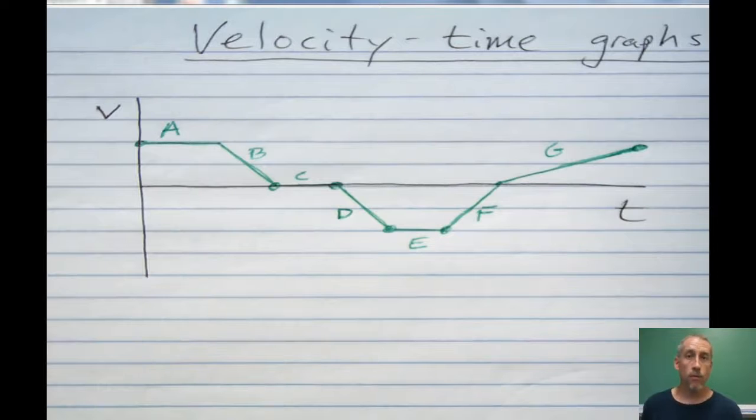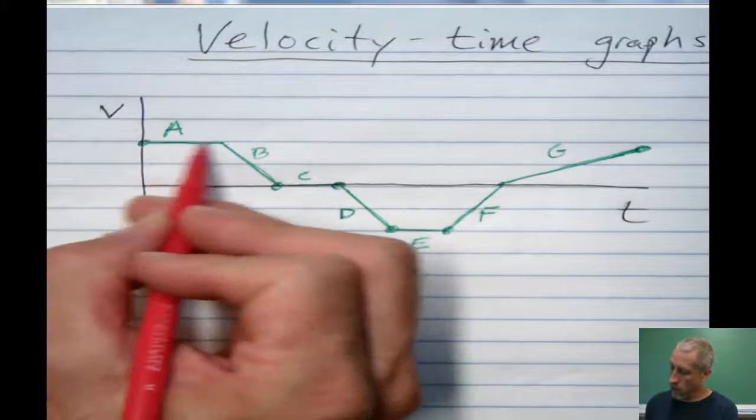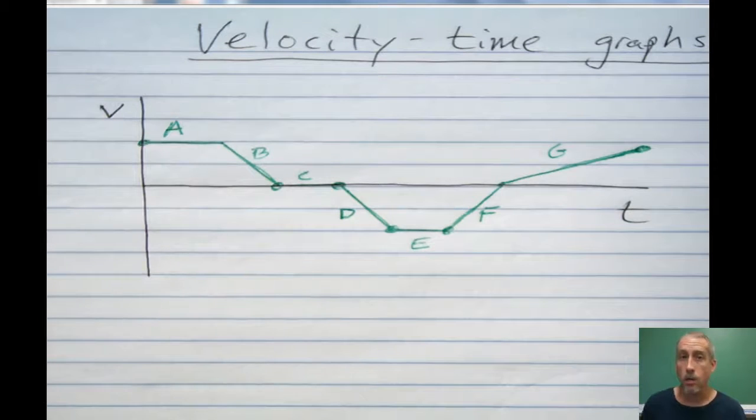I've got 7 different segments. I'm just going to describe each of them and show you how to pick out what kind of motion you're looking at. So in segment A, notice here that it's a horizontal line. And any horizontal line means something's not changing. In this case, the velocity is not changing. Doesn't mean we're not moving. This is like cruise control in your car. It just means you're not changing your velocity.